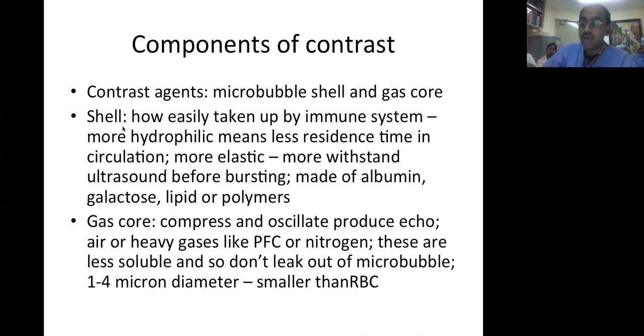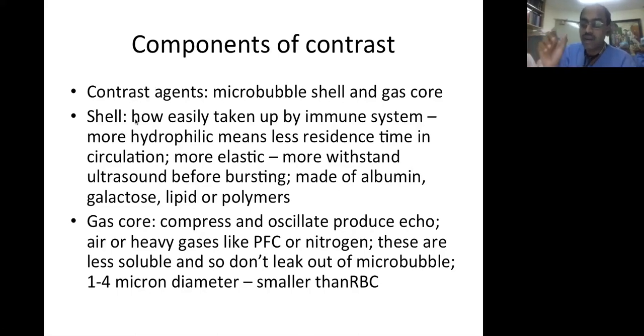The shell should be eaten by the body so that it doesn't remain permanently in the body. So it is going to be a substance, either albumin, galactose, or lipid, or polymers, one of which will be phagocytosed by the body. It circulates, and within 1 minute or 2 minutes, the whole thing should be eaten up by our polymorphonuclear leukocytes and taken away. So the shell depends on how easily it will be taken up by the immune system. You cannot inject a contrast that remains for 24 hours within the body.